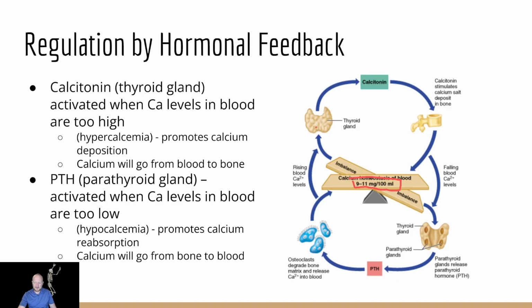Our thyroid gland is going to recognize that and release calcitonin. And remember, that's hypercalcemia. So our body's going to release calcitonin. That calcitonin is going to stimulate calcium salt deposit, taking it from the blood and putting it into bone. Our bone mass is going to increase. If we imbalance the other way, we have falling Ca2+ levels. We have hypocalcemia. It is going to promote reabsorption, so reabsorbing it from the bone and back into our blood supply. That's coming from the parathyroid glands releasing parathyroid hormone. Osteoclasts, remember, break down bone, degrade bone matrix, and release calcium into the blood. And hopefully we get our level right there.